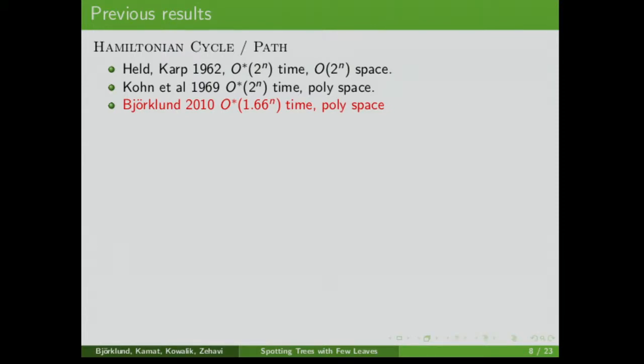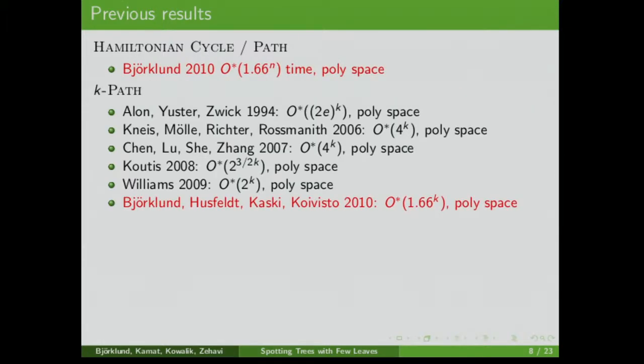All right, so a bit of history. For Hamiltonian cycle, there was a big surprise in 2010. It turned out, thanks to Andreas, that it can be done below 2 to the n. For k-path, there is also an amazing history of improvements. The current state of the art is that you can actually transfer some of the key tricks of this approach to k-path, and you get 1.66 to the k. This is due to Andreas, Tore, Petteri, and Miko. All of them are here, I believe.